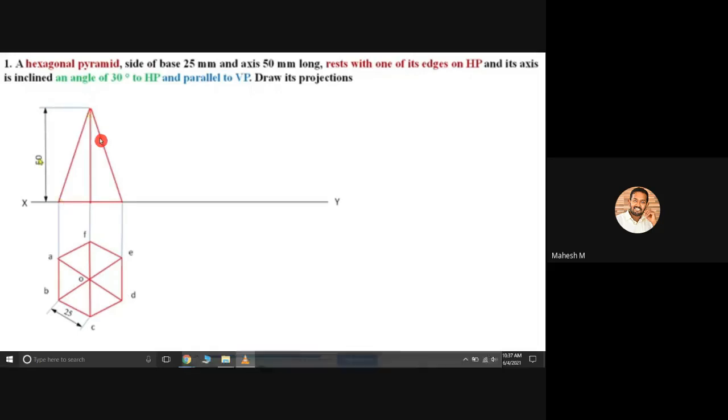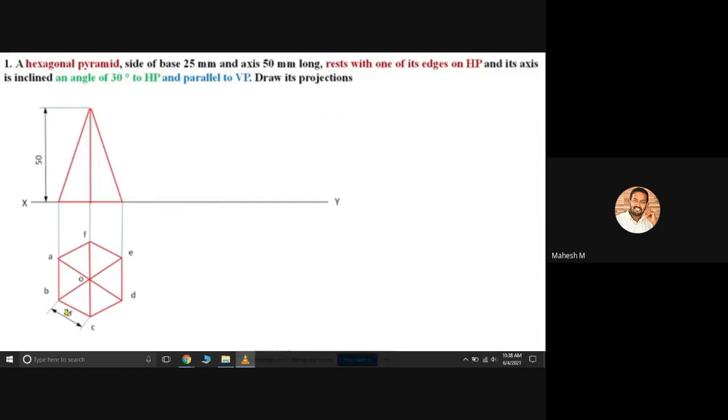So what is our next condition? The axis is inclined at an angle of 30 degrees to HP. So this vertical line can be called the axis line, because the axis line is here. You can create this vertical line with an angle of 30 degrees.